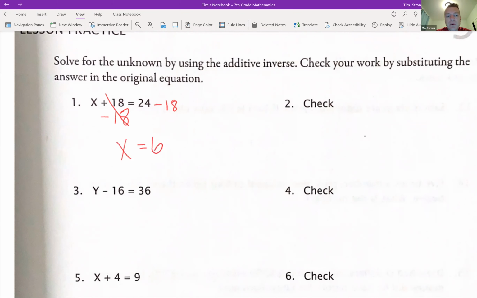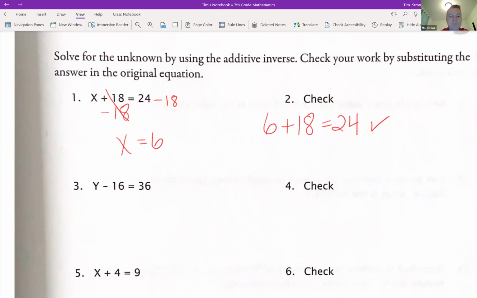If I want to check my work, I'm just going to put 6 into my original equation where x was. So I have 6 plus 18 equals 24, and I can see that that is correct. Okay, so you're going to do that with these.